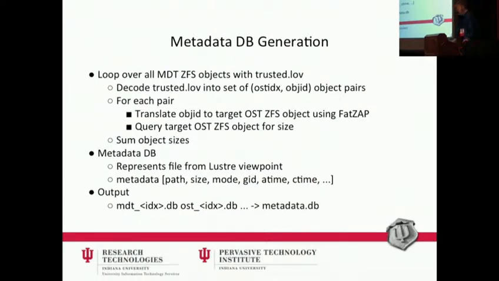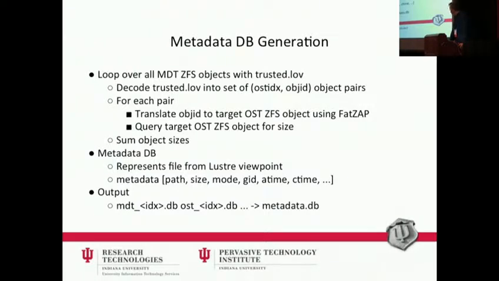So just to do a quick run through of how this works in practice. We go through the MDT dump and find all the ZFS objects with trusted.lov. We decode that trusted.lov into the OST object ID pairs. We translate each of those object IDs, basically following it all the way down to get the target OST object. We then query that object for its size, do that for each, and sum those all together to get the final object size.